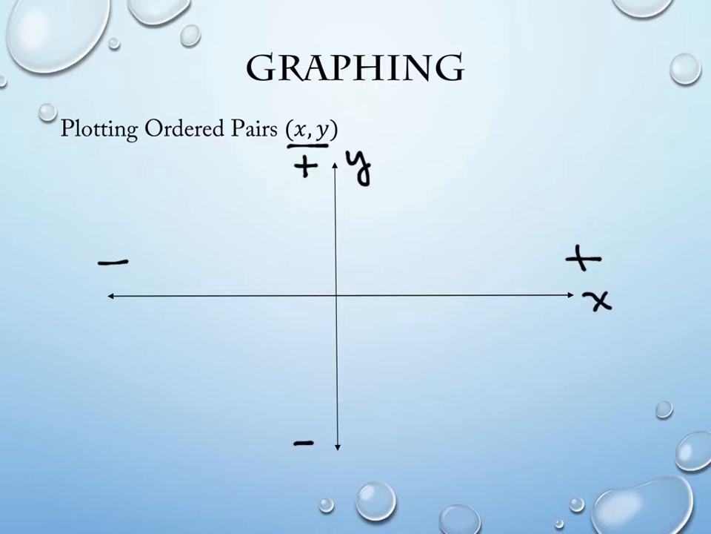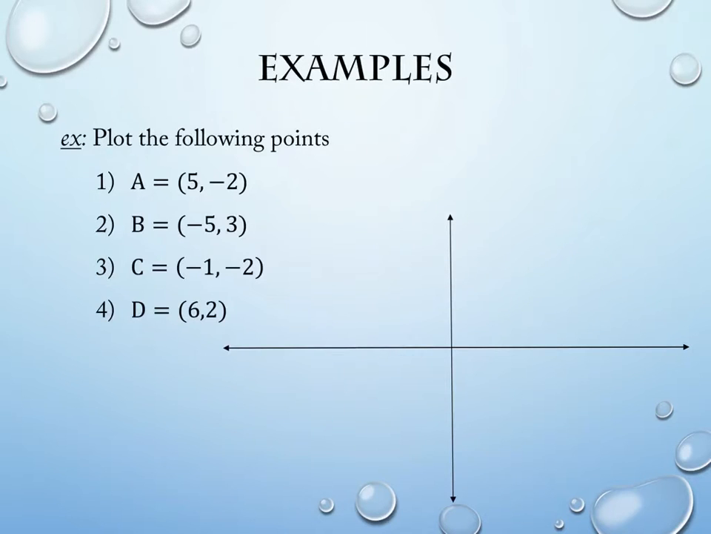And what we're going to do is we're going to actually be given some ordered pairs, numbers in place of x and y. We're going to plot those points. And we'll get started right away over here. So our first one is the value 5, negative 2. So we're going to count 5 to the right, because it's positive 5, and then negative 2 would be down 2. We'll plot a point, and this is point A.